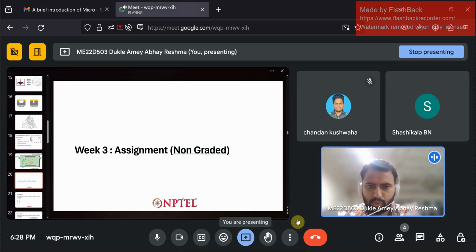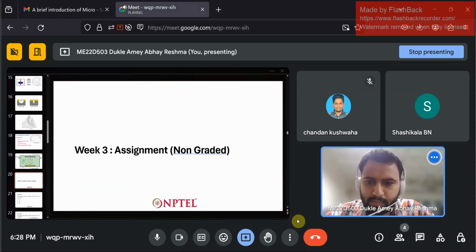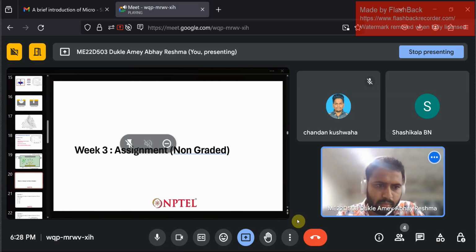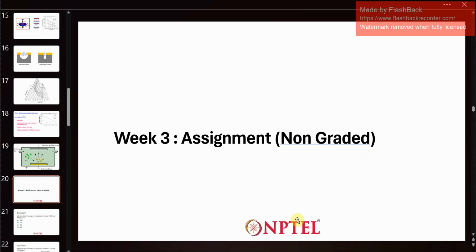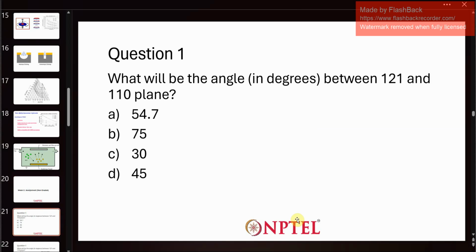So till now, do you have any doubts regarding MEMS processing, or regarding clean rooms or anything? Okay, I'll take this as a no, and I'll move on.